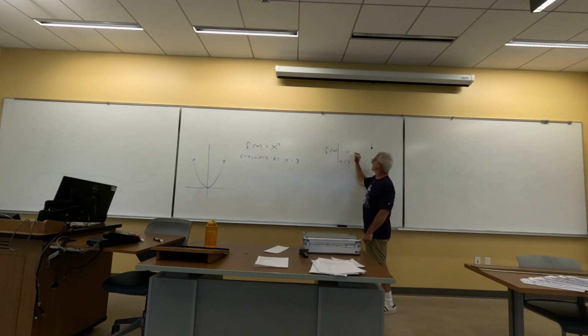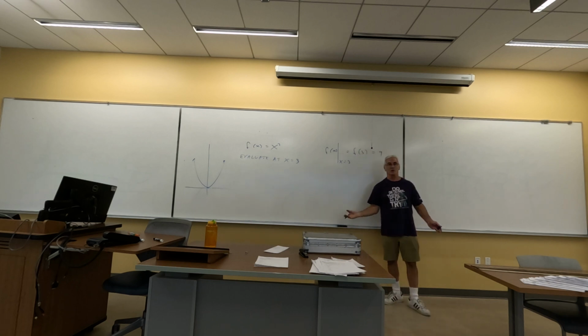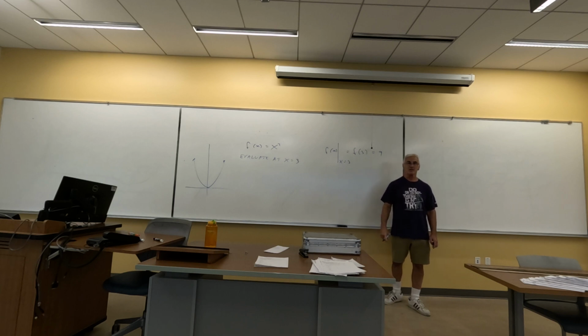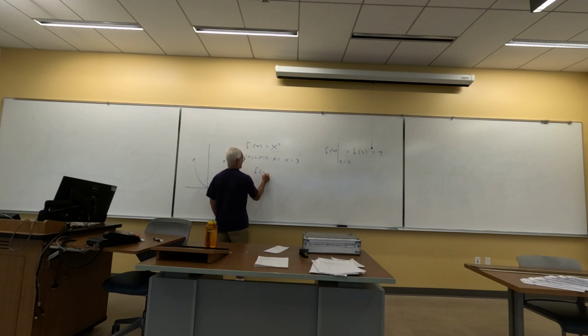What's another way I could say it? The more slam dunk easy way? F of 3. That's what that means. And that would be 9. Do we all agree with that statement? F of x evaluated at 3 is 9. Tell me, what do you think about this statement right here?